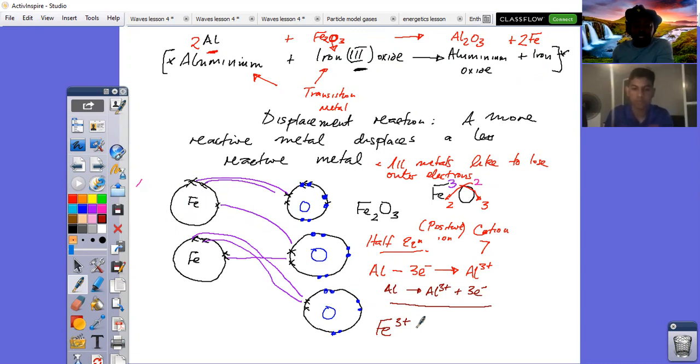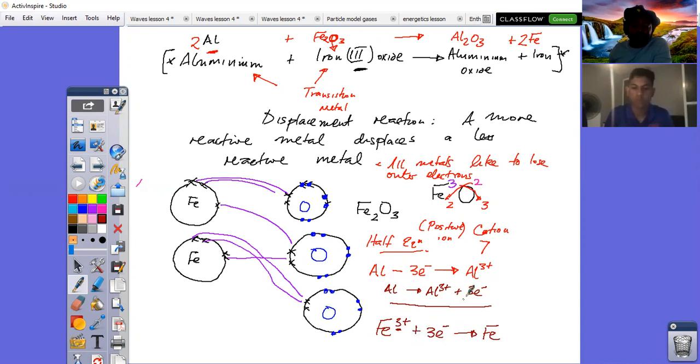So to do that, it needs to be given the number of electrons it lost. So that 3 here has to be reflected here. So you need to give it back the number of electrons it lost, and then you can return it to being simply an iron atom. Now you can see here that this is reduction because reduction is gain.